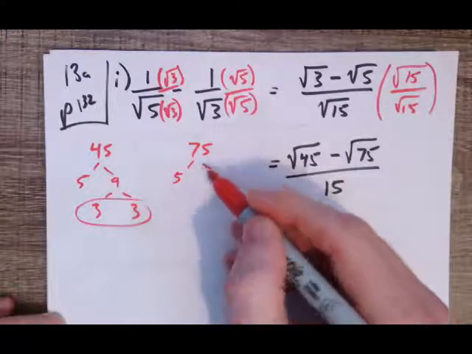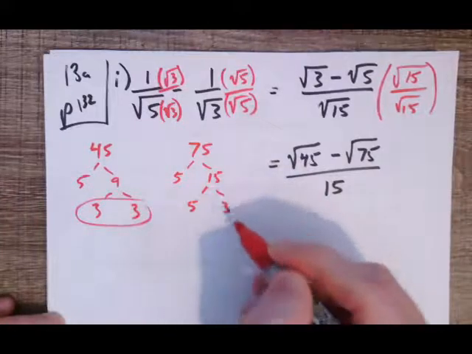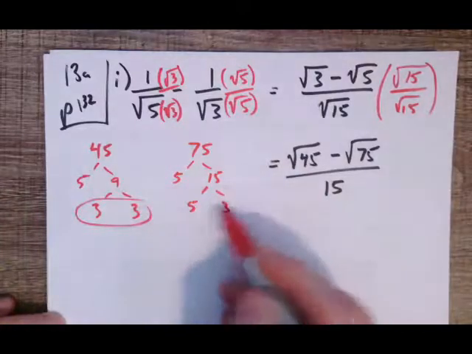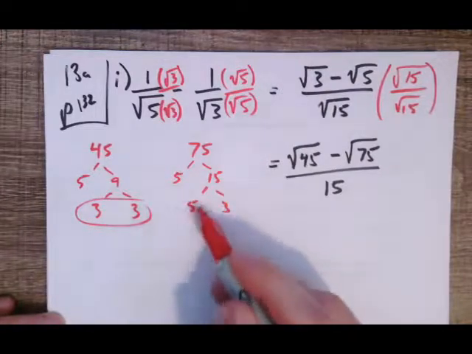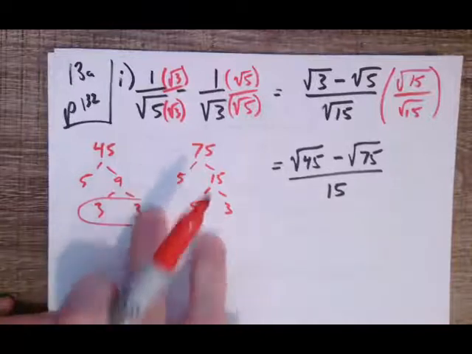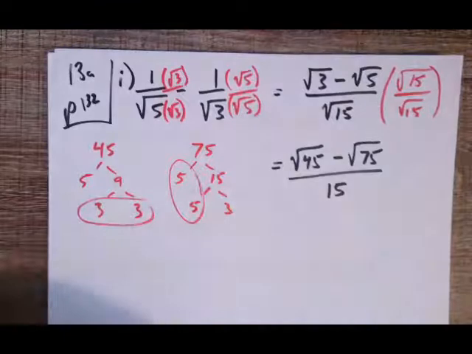5 times 15, 5 times 3. For what it's worth, I just wrote this down as 3 times 5, but my brain said keep the 5s together. If I had a 3 here and a 5 here, we still have a pair of 5s. They're not right next to each other, but it's still our pair of 5s. So this one's 5 root 3.